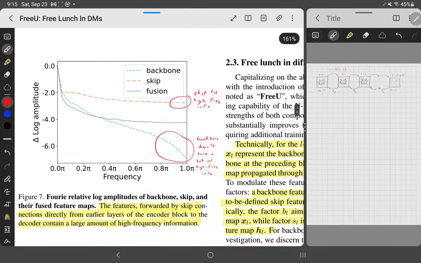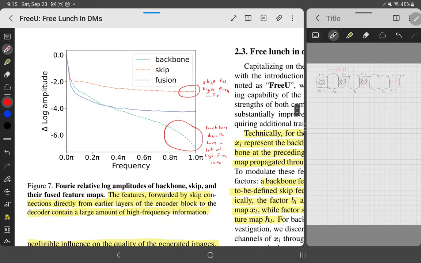If we look here, the backbone here, this is the frequency information. So the skip connections encode the high frequency information. As you can see here, it encodes some high frequency information as well as low frequency information. But the backbone encodes mostly lower frequency information. You can see that it definitely has a negative trend, and the frequency information gets lower. It has a lot more lower frequency information, and as the frequency increases, it's not as prevalent in the image.